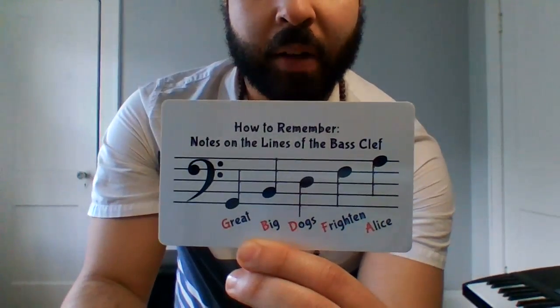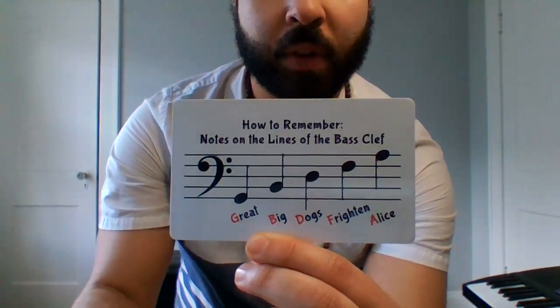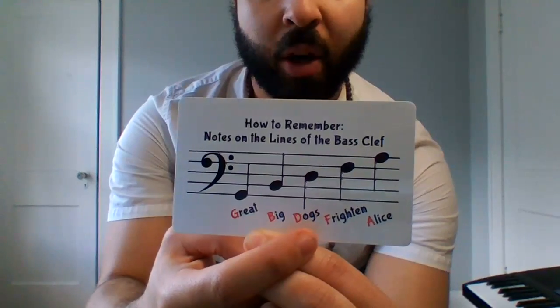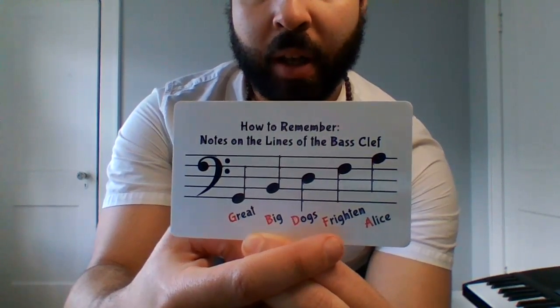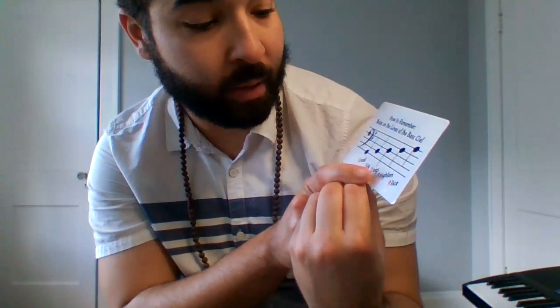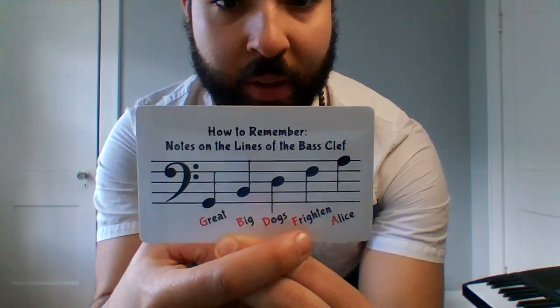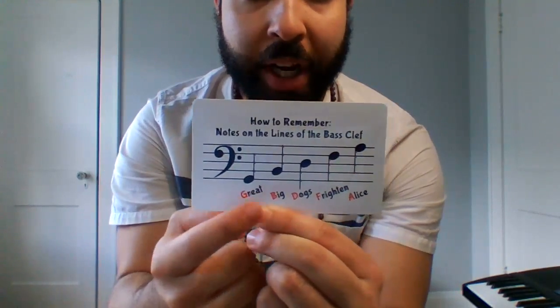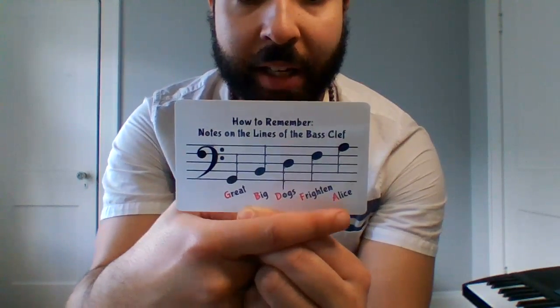So for our mnemonic device for bass clef, we start with G, great. We go to B, big. Go to D, dogs. F, frighten. Sorry, I couldn't see that word backwards. Frighten for F, and A for Alice. Great big dogs frighten Alice.